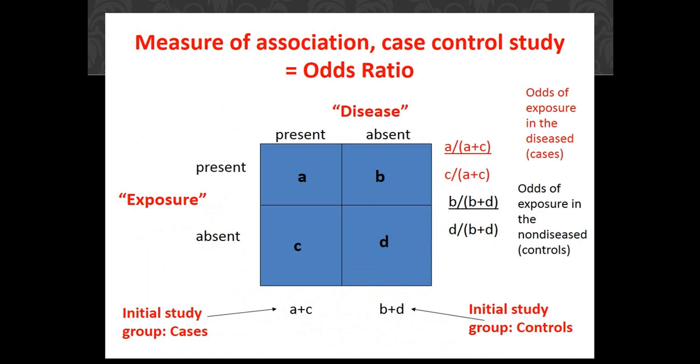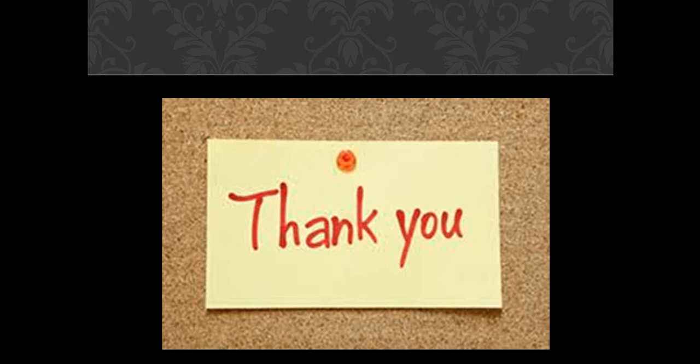The measure of association in a case control study will depend on the odds. What do we mean by odds? Odds mean the exposure and the disease here. We have a 2 by 2 table: exposure, whether it is present or not, and the disease, whether it is present or not. The odds ratio is a ratio between those exposed who have the disease and those who don't have the disease.